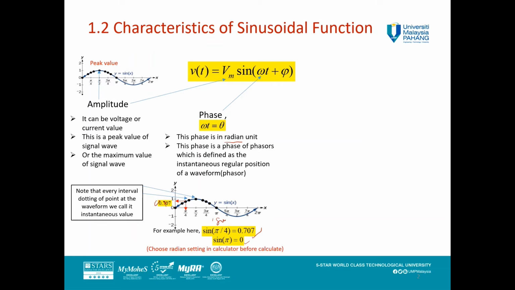Next. Choose radian setting in your calculator before you calculate. So you choose whether you want to use degrees or radian. If radian, you must change your calculator to radian. Phi, what is phi? Phi is a phase difference. Don't confuse theta and phi. Theta is a phase in radian unit, the phase of the phasor, the position of the instantaneous waveform. If you put sin(pi over 4), you will get 0.707.